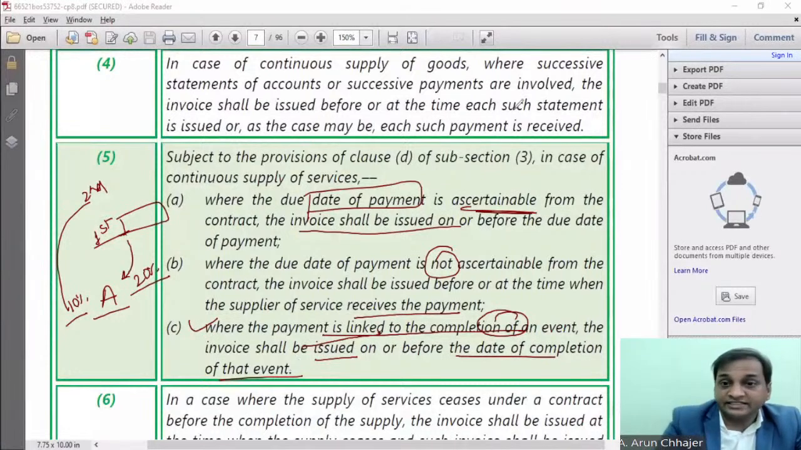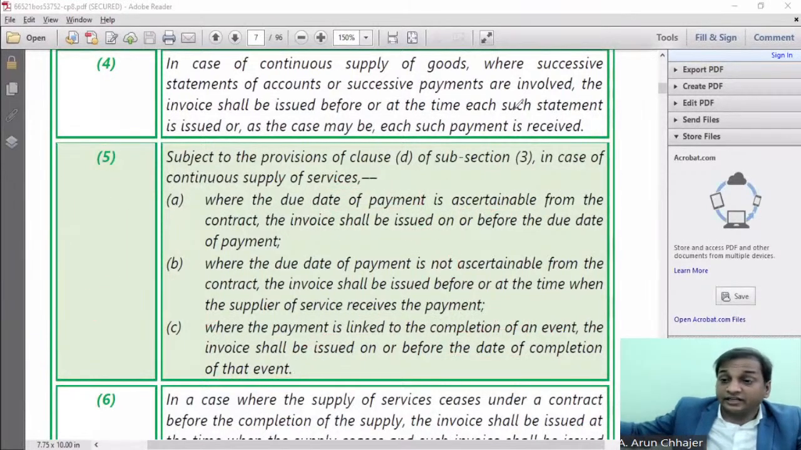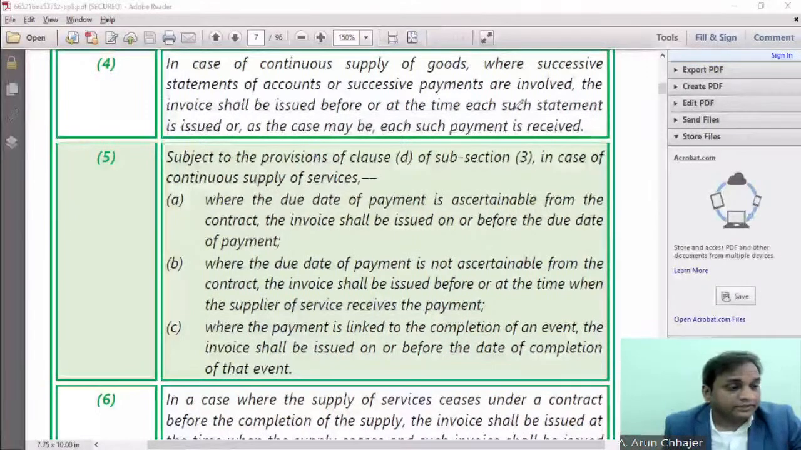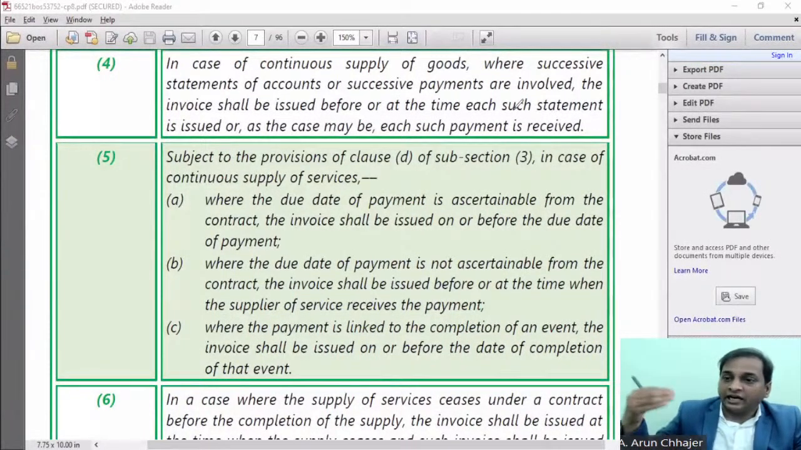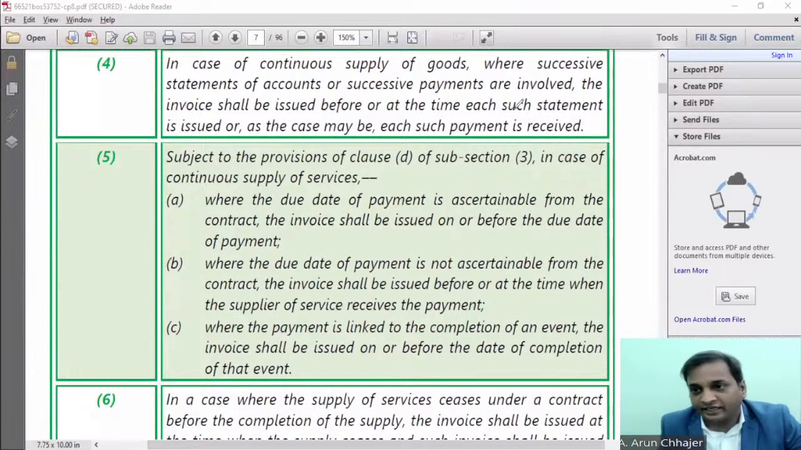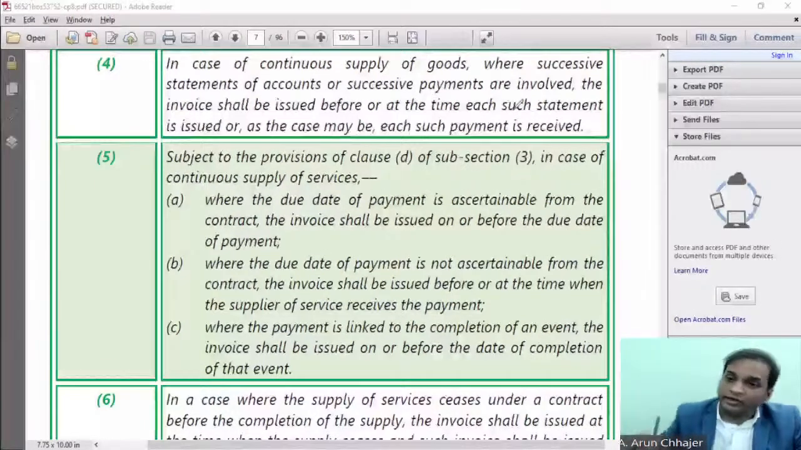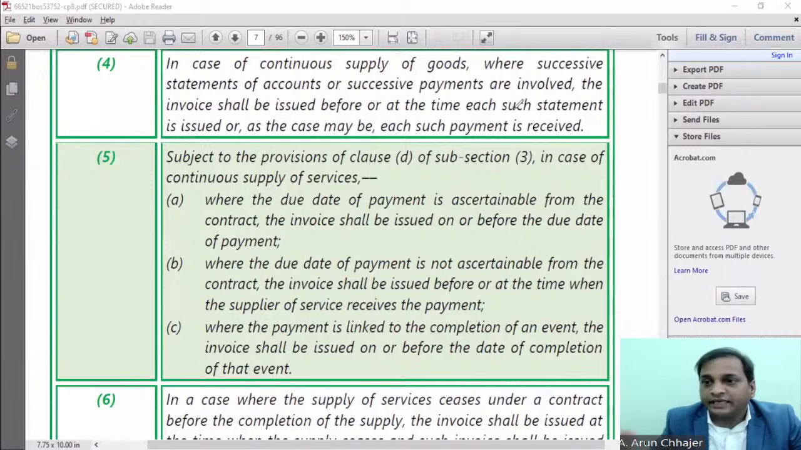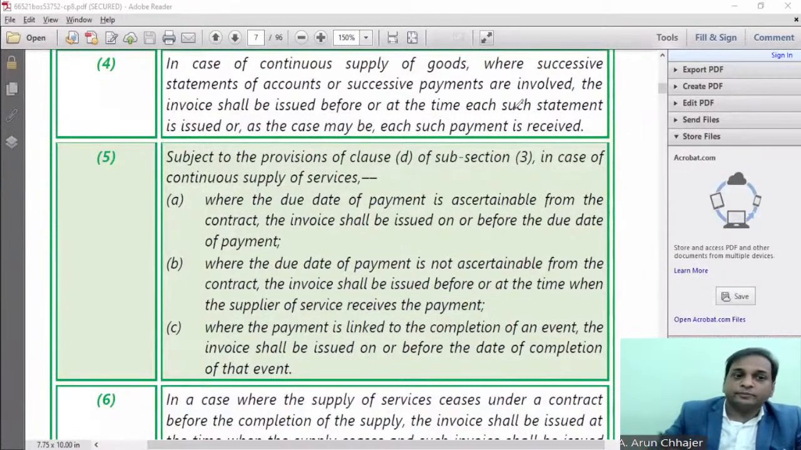Continue, Nidhi Parekh. It should be in continuity. Sandeep, the meaning of the successive statement of the account. For example, I am providing the supply of the goods to the organization, any example on a continuous basis. In that case, the company is saying after a gap of 15 days, please issue the statement of the accounts, whatever the amount is due. So this will be called a successive statement of account.